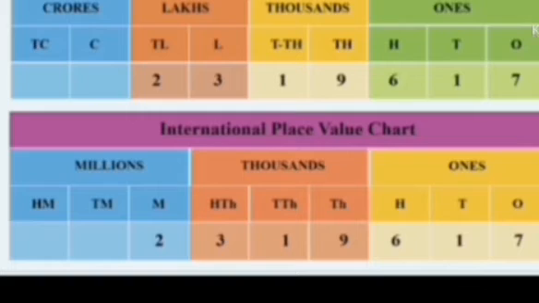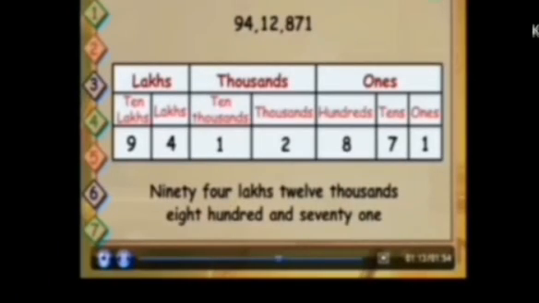Next, in the Indian system we have crores, but in the international system we have millions. This is the variation between the Indian system and the international system. Let's learn some examples. See this one.